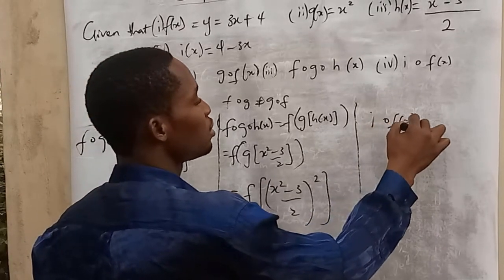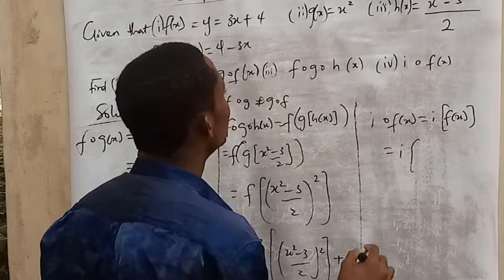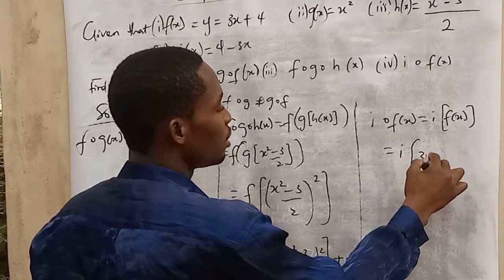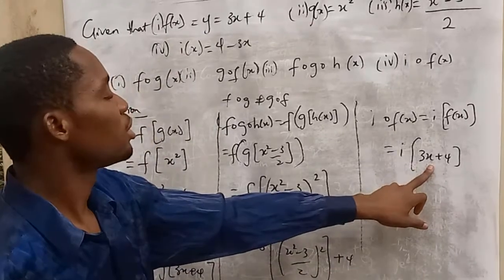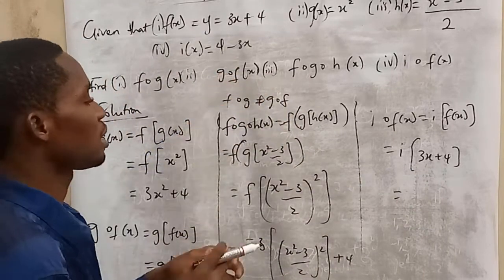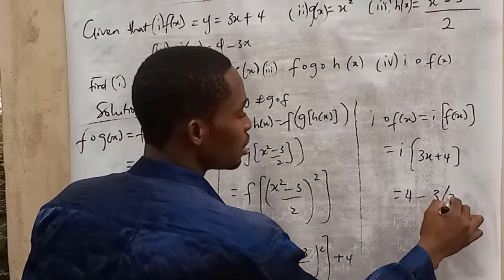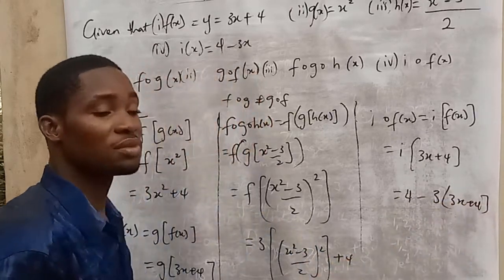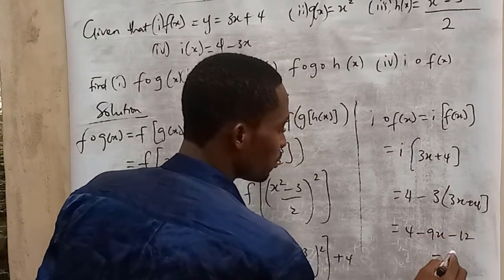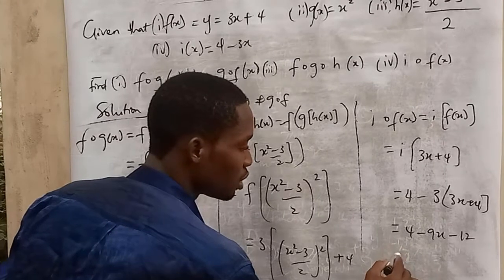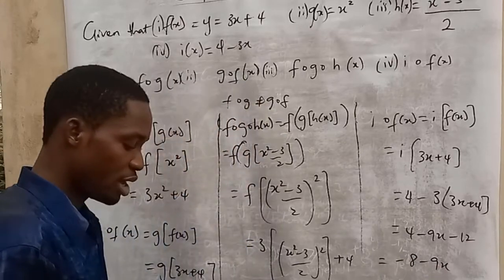Then finally, for i of f of x, I'm going to have i of f of x equal to i into f of x, which is i into 3x plus 4. That equals, put 3x plus 4 into i whenever I see x. This is my i. So I'm going to have that as 4 minus 3 times 3x plus 4. So that's how to find the composite of a particular function. Then I'm going to have 4 minus 9x minus 12, which now becomes minus 8 minus 9x. This gives me my final answer.